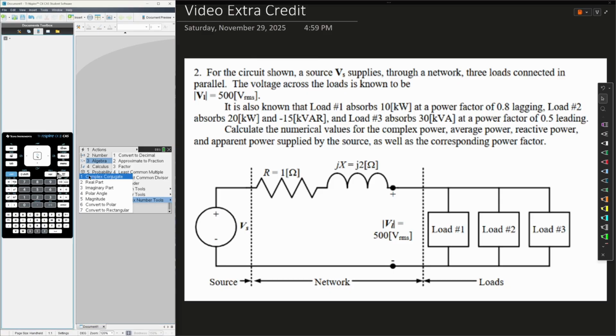for complex conjugate. To start, the question says, for the circuit shown, a source Vs supplies through a network 3 loads connected in parallel. The voltage across the loads is known to be magnitude V1 equals 500 VRMS. It is also known that load 1 absorbs 10 kilowatts, so there's your average power here for load 1, at a power factor of 0.8 lagging, which is positive, so inductive.